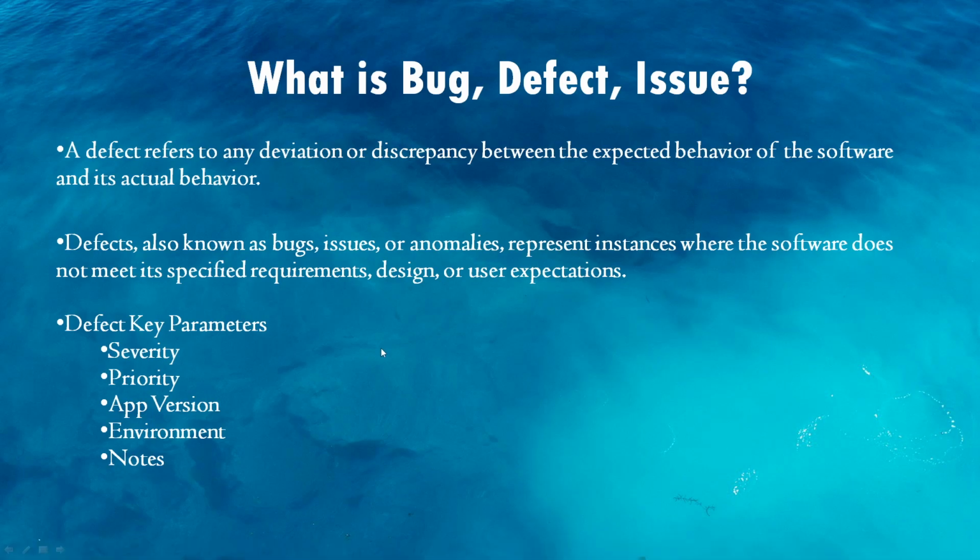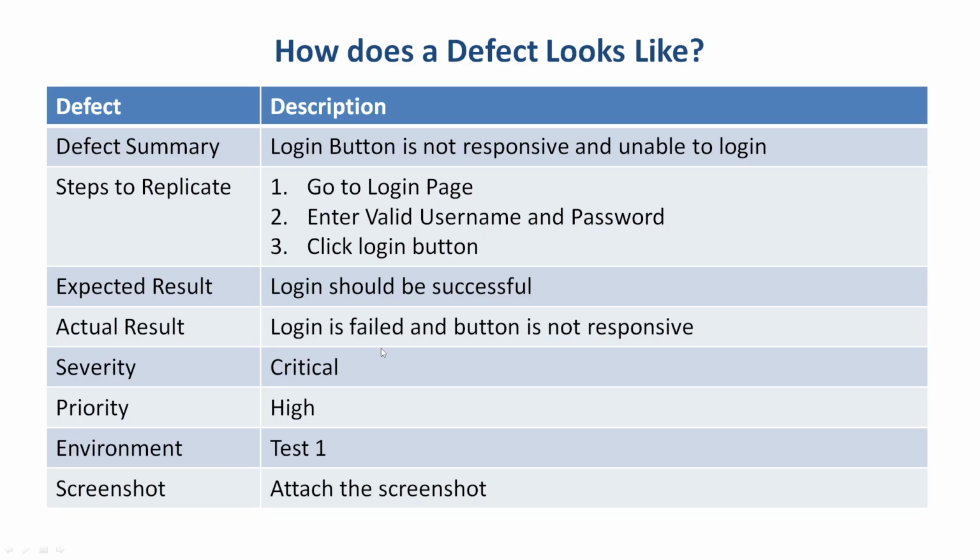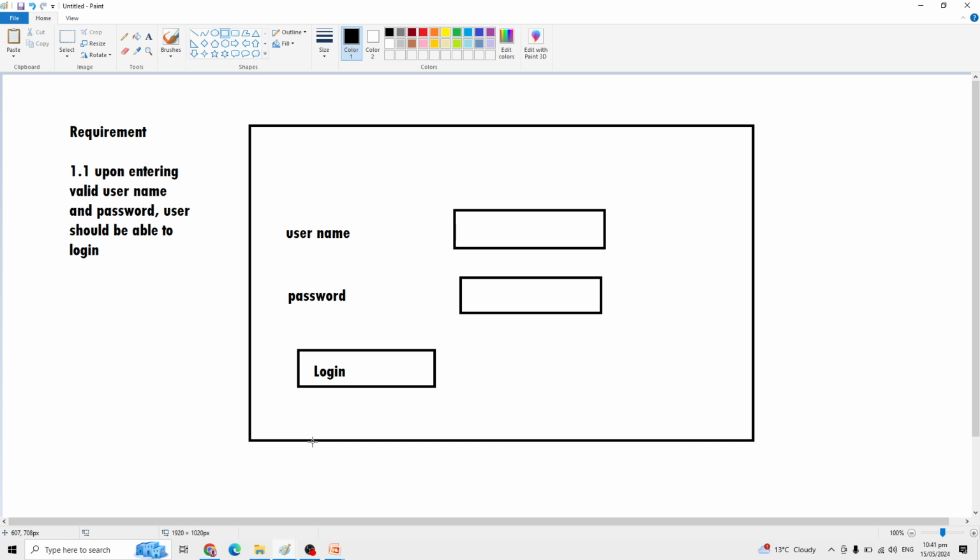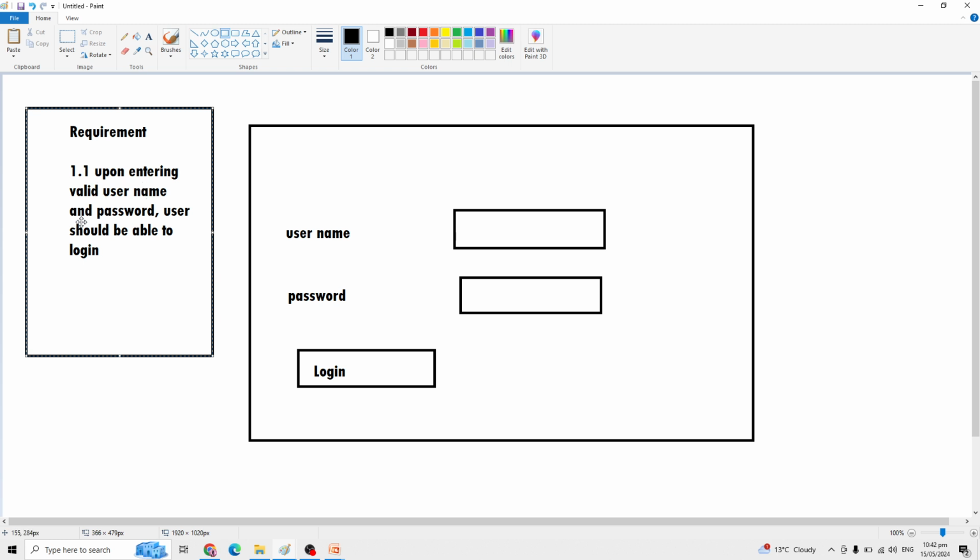Now let's see there are lots of other key details in there. Let's see how a defect looks. For the scenario I have told you, this is the requirement. The requirement is clearly saying upon entering a valid username and password, the user should be able to log in. But I have entered the username and the password, and I am unable to log in. So what should I do? You should raise a defect.